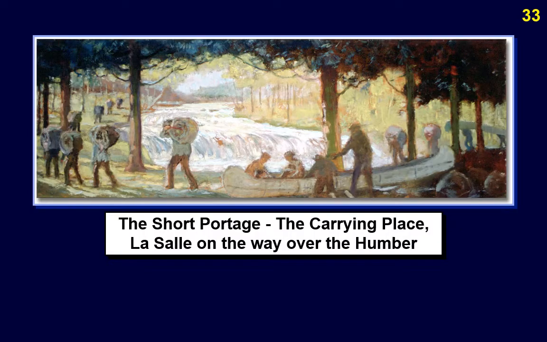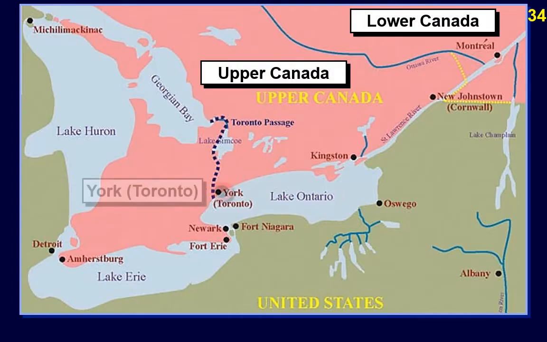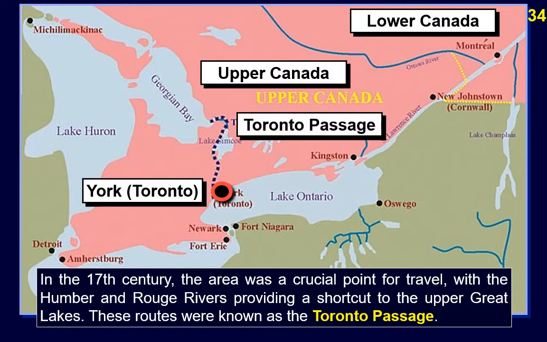Chapter 4. The History of Toronto. Indigenous peoples have traveled through and inhabited the Toronto area, situated on a broad sloping plateau interspersed with rivers, deep ravines, and urban forest, for more than 10,000 years. In the 17th century, the area was a crucial point for travel, with the Humber and Rouge rivers providing a shortcut to the upper Great Lakes. These routes were known as the Toronto Passage.